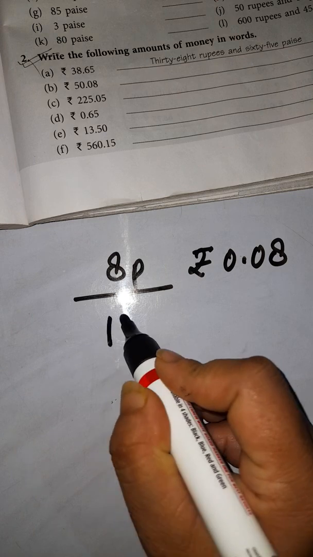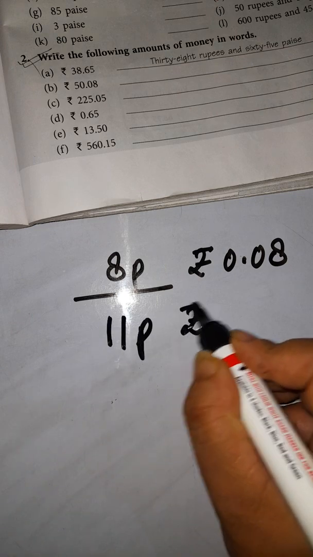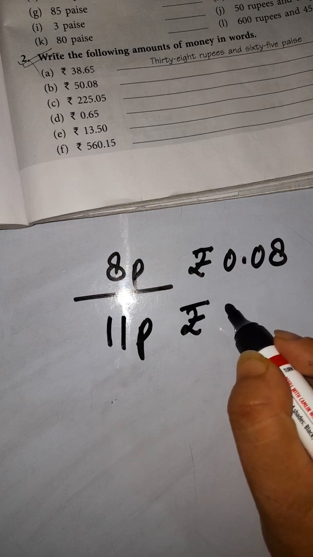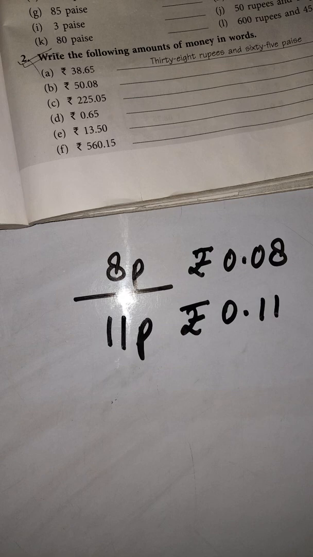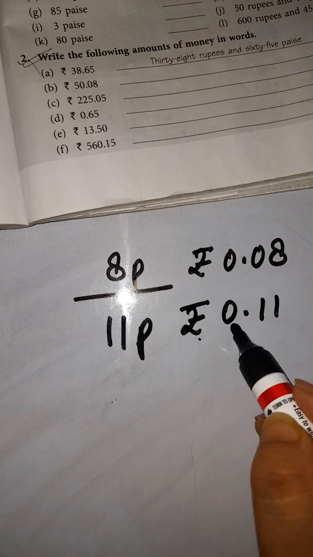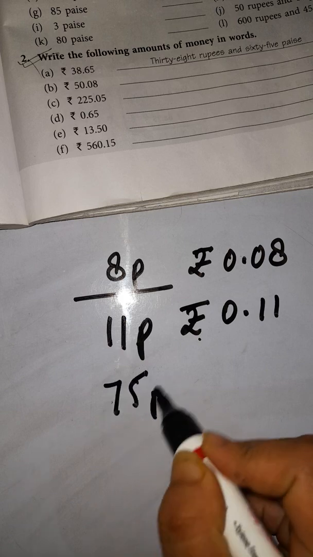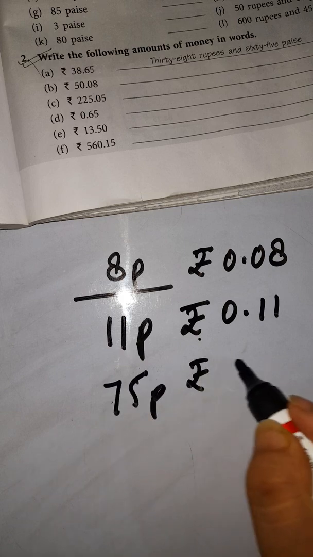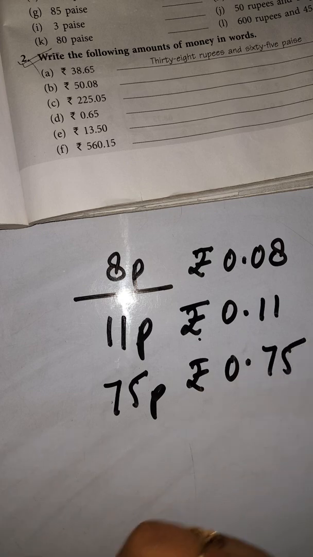If we have 11p, it means we can write it as rupees 0 and 11 paise. ओके, इट मीन्स हमारे पास 0 रुपीज़ है एंड 11 पैसे हैं. 75p is rupees 0 and 75 paise. Understood everyone?